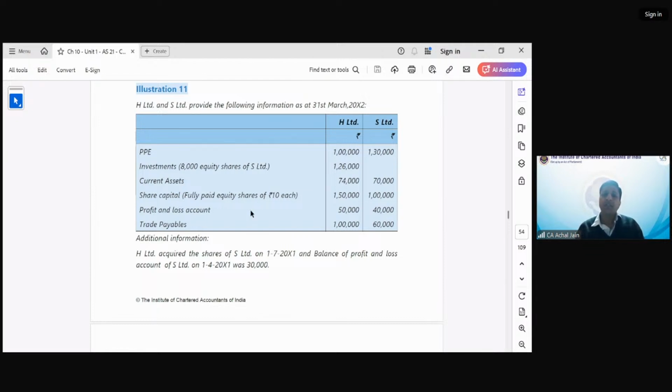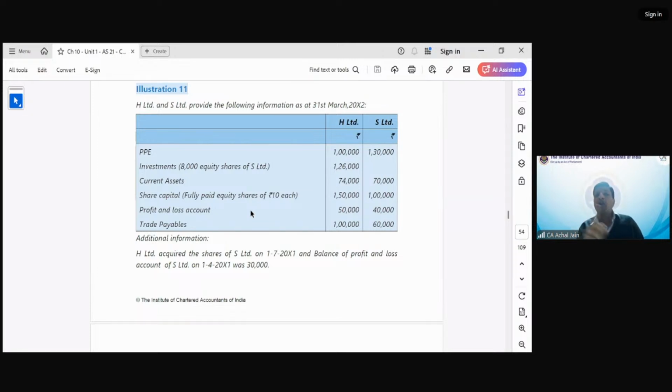Okay. Now, share capital of H Limited is also given. Then their balance of P&L, trade payable. We are given the amount of trade payable of two companies. Then it says H Limited acquired shares of S Limited on 1st July X1. Now, please remember, this information is quite important. Why? Because the goodwill and minority interest that you compute at the first place is on which date?